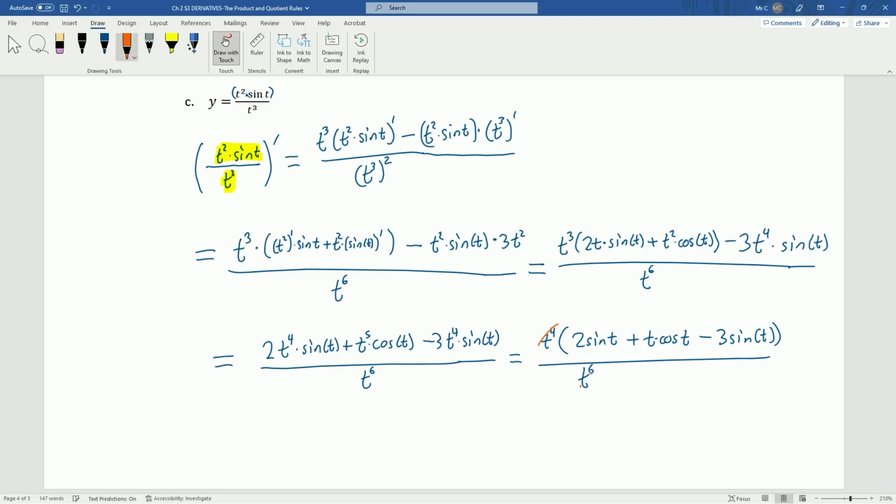So t to the fourth over t squared, t to the sixth leaves me t squared on the bottom. And also 2 sine of t minus 3 sine of t leaves me with negative sine of t, plus t cosine of t, all divided by t squared.